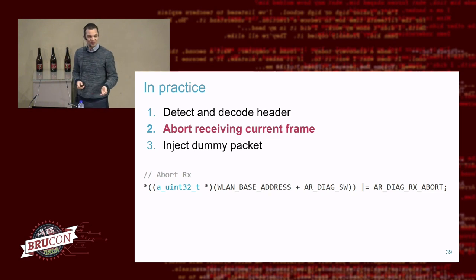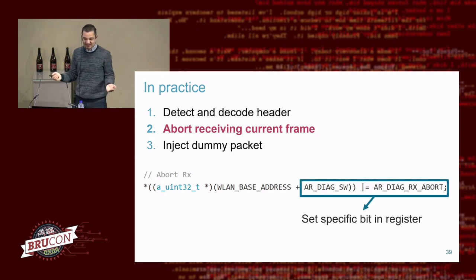Then the next step is that we need to abort the reception of this frame. And this is surprisingly simple. We simply have to find the correct memory register and set the receive abort. So RX stands here for receive. We simply set this bit and then we abort the current reception. So that's very trivial.